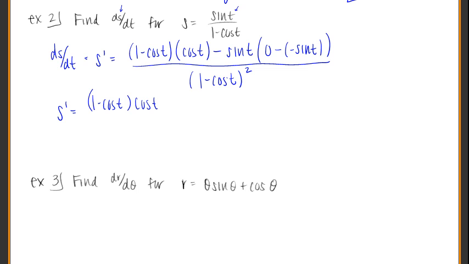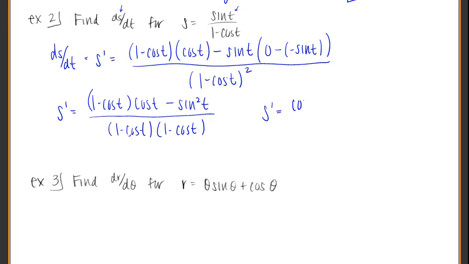Okay. And then a negative sine t times 0 is 0. A negative sine t times a positive sine t will be a negative sine squared t. Down here in the denominator, we'll have 1 minus cosine t and 1 minus cosine t. Now let's finish cleaning this up. In the numerator, I'm going to go ahead and multiply that out. So s prime is going to be cosine t minus cosine squared t minus sine squared t, all over 1 minus 2 cosine t plus cosine squared t.